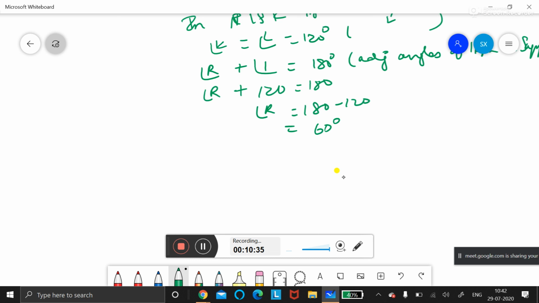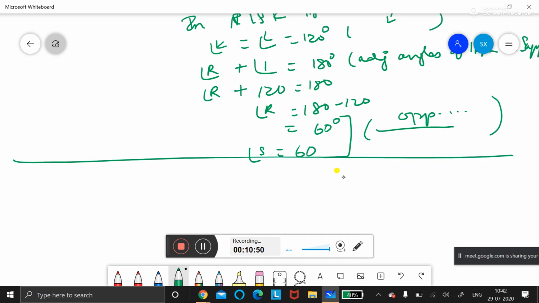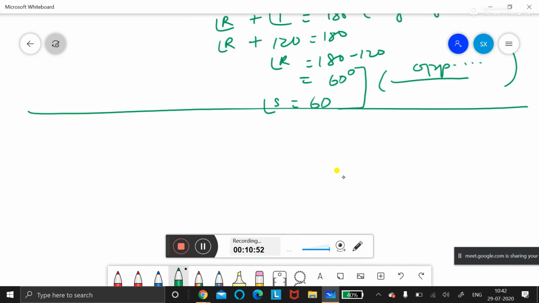Now R is 60, which means S is also 60. Why is S also 60? Opposite angles are equal in a parallelogram. Very good. That should be written here. Super. Again and again, you should write the reason. One part is over. Next, go to parallelogram 2, CLUE. In CLUE parallelogram, what happened? L is equal to 70 degrees. What is E?